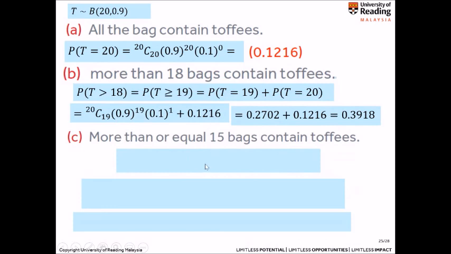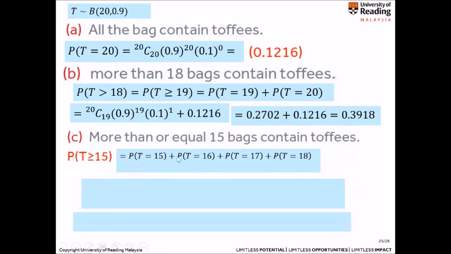More than or equal to 15 bags contain toffee. So in this case, you may use a table. So please use a table and check. And here I will show you the calculation. It is because you already get part of the answer from part B. So please compare your answer from the table and from the calculation here. Choose whichever method you think is easy for you.